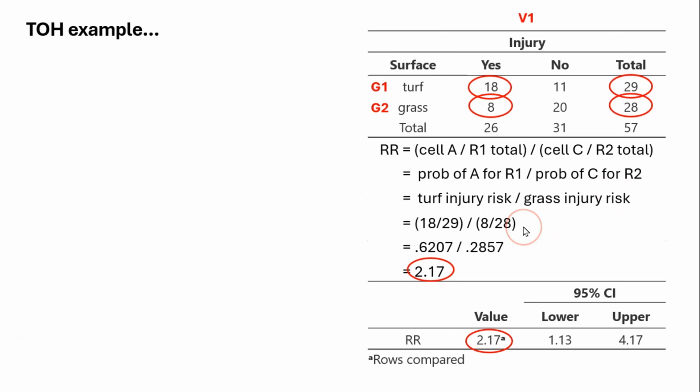And there's the math: 18 divided by 29 divided by 8 divided by 28 gives us 0.62 divided by 0.29-ish, and that gives me 2.17, essentially about 2. So we end up with a risk ratio of 2, indicating that the risk of knee injury on turf, given the data that we have, is about twice that of grass, with a confidence interval ranging from 1.13 to 4.17.